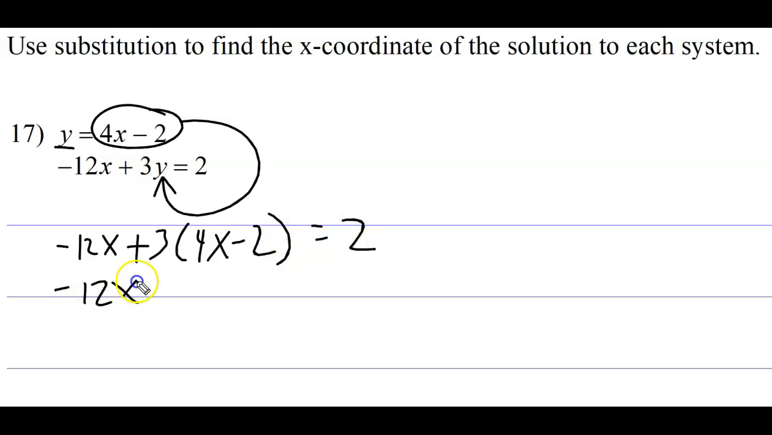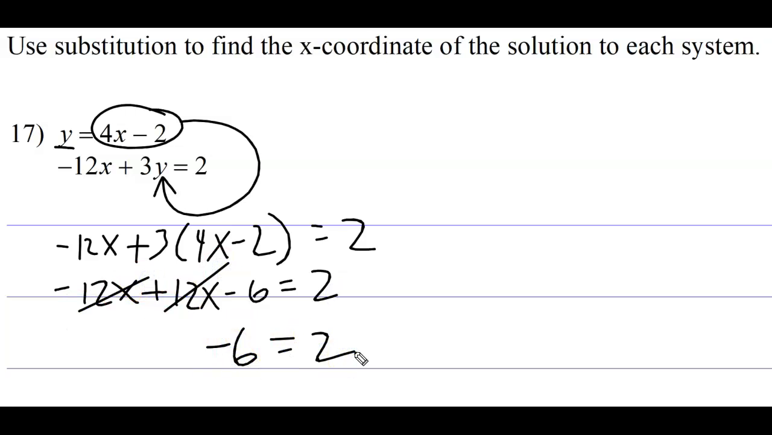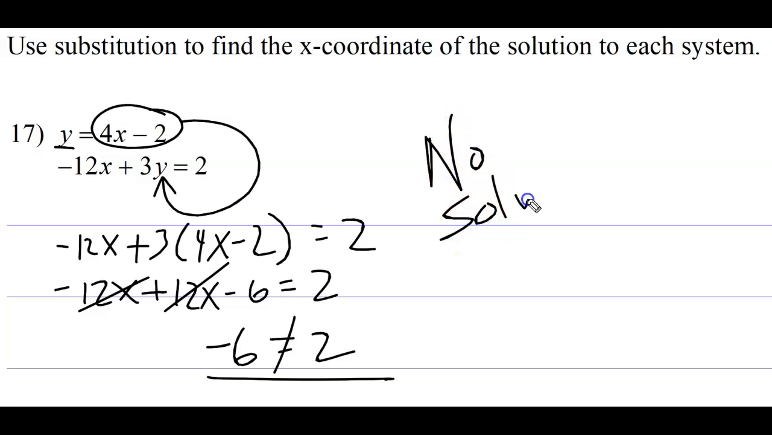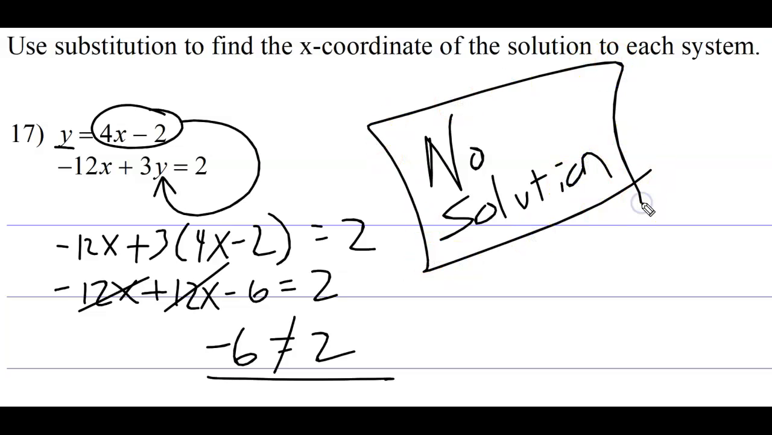Distribute. These cancel, and we're left with a weird answer. When you're left with a statement that is not true, negative 6 is not equal to 2, but all the x's are gone, that means there's no solution. In other words, if you were to try to graph these two lines, they wouldn't have any points in common, and that would be because they're parallel.